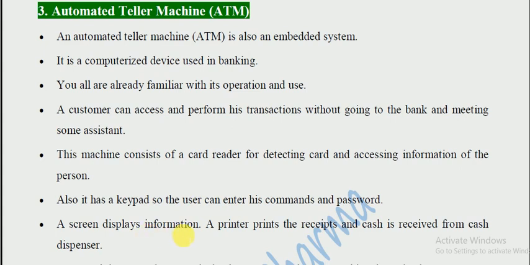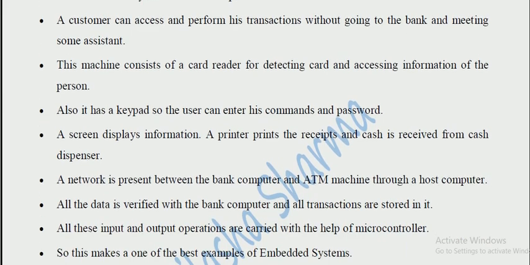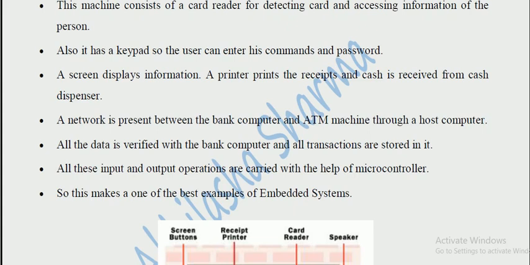A screen displays information, a printer prints the receipt, and cash is received from the cash dispenser. A network is present between the bank computer and the ATM machine through a host computer. This is the important part of the ATM machine. All the data is verified with the bank computer and all transactions are stored in it. All these input and output operations are carried out with the help of the microcontroller.